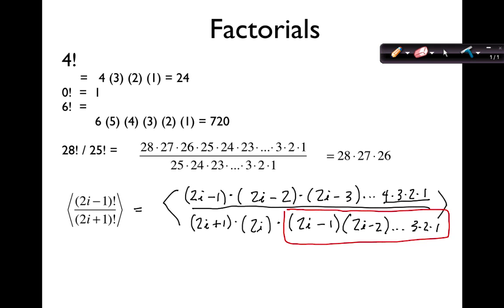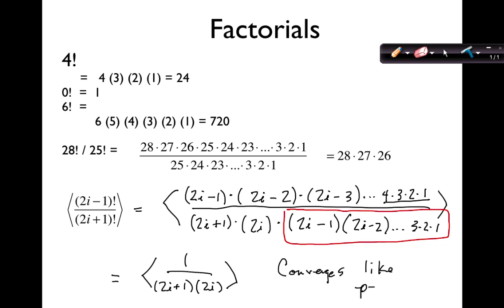Therefore, the sequence is the same as 1 over (2i plus 1) times 2i. There's another way to write that sequence without factorials. Does it converge or diverge? Definitely converges. It's like a p sequence with p equal to 2. You're going to have 4i squared, so your p value is 2.